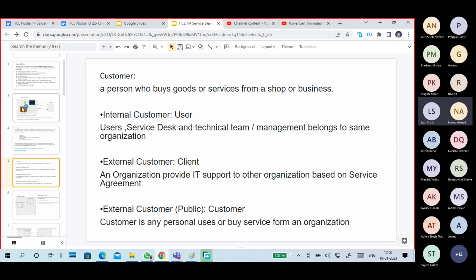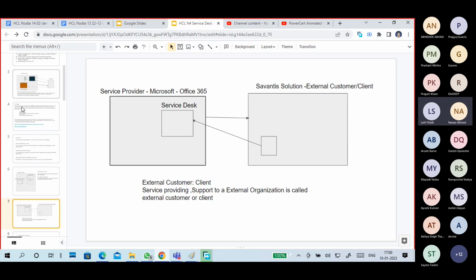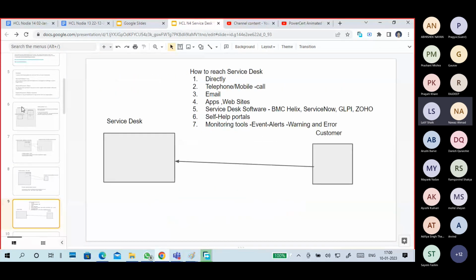There are different types of customers: internal customers, external customers, and public customers. Internal customers are employees in the same organization, part of the same organization, whom the service desk supports. External customers are outside of the organization, from a different organization. The public customer is an individual user. These are the internal, external, and public customer types.